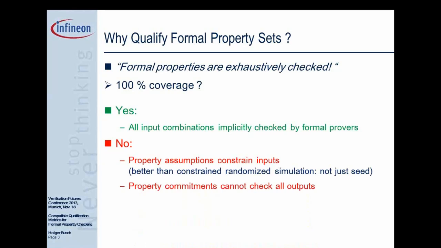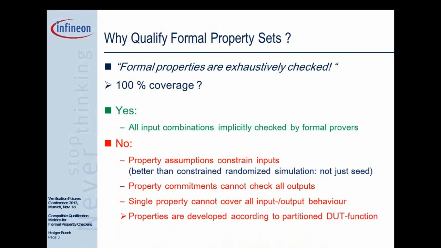And then the second place where it can become incomplete is that the commitments of your formal properties, which specify the outputs, the expected output behavior, are also not necessarily complete. Because you might have some window in the execution of the property where the output is not seamlessly defined. So a single property itself cannot really cover all input-output behavior, and even if you have a set of properties, you cannot be sure if you don't apply other methods as well.